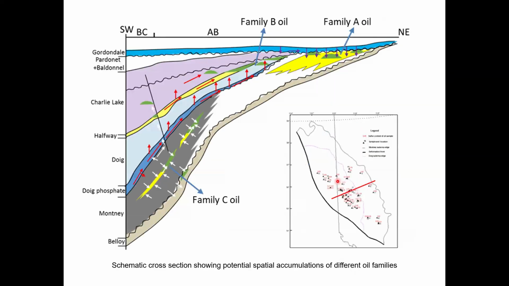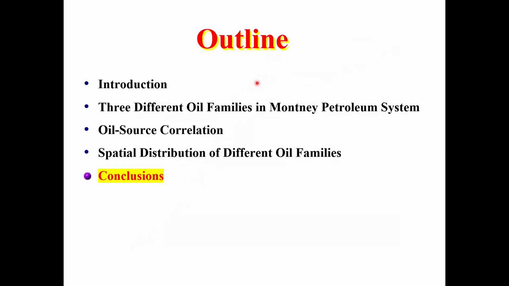This schematic cross-section illustrates the potential spatial accumulation of the different oil families. Montney-sourced hydrocarbons can migrate upward and accumulate in the Doig, Halfway, and Charlie Lake formations, facilitated by faults and regional unconformities. Final summary.